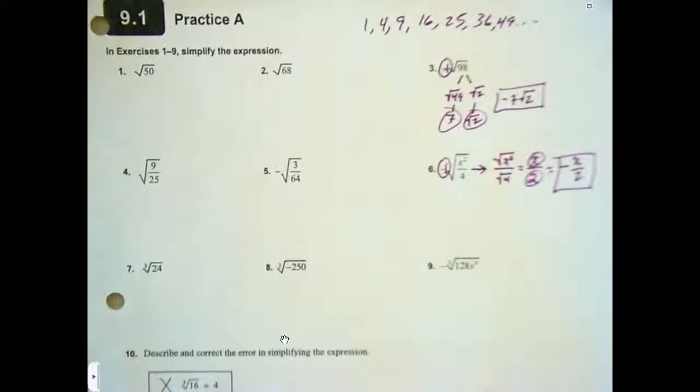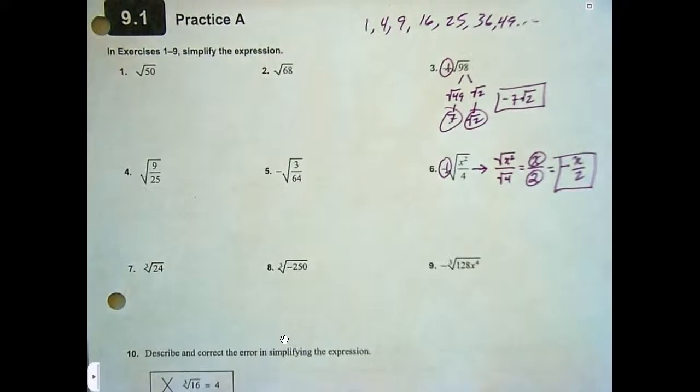Okay, let's move on. Actually, let me give you the rest of the answers there for 1 through 6. Number 1 should be 5 root 2. Number 2 is 2 root 17. Number 3 is negative 7 root 2. Number 4 is 3/5. Number 5 is negative root 3 over 8. And 6, negative x over 2. Questions there? Okay, go ahead and cruise down to the last 3 problems on that page.